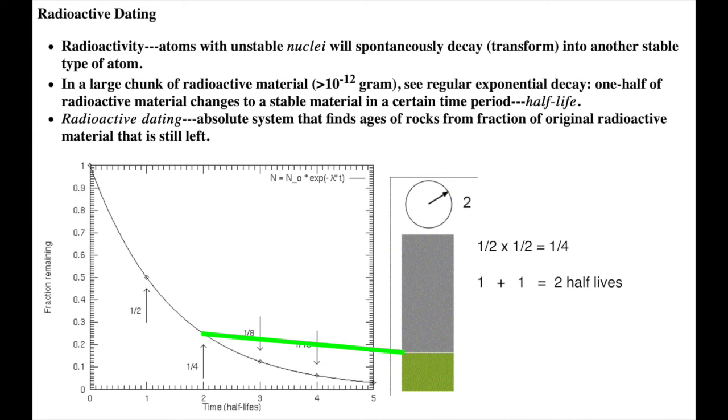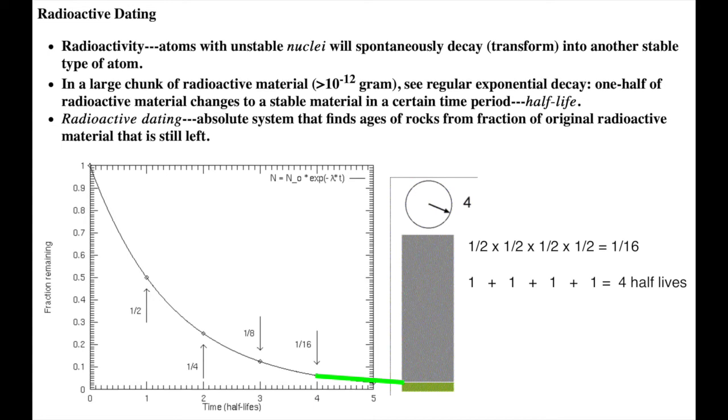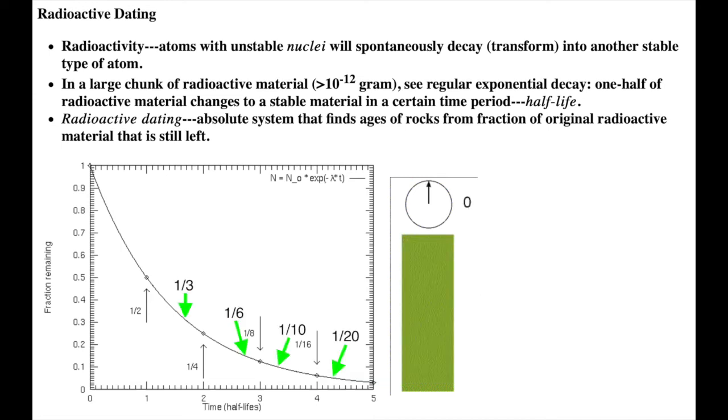If you had only 1/4 of the amount left, that rock would be just 2 half-lives old. 1/2 times 1/2 is 1/4. If the rock was 4 half-lives old, it would have just 1/16 of the amount left, because 1/2 times 1/2 times 1/2 times 1/2 gets you to 1/16. So again, you're working with multiples of a half to figure these out. Well, what if you have a fraction that is in between? Let's say between 1/4 and 1/8. You would know it's between 2 and 3 half-lives old.